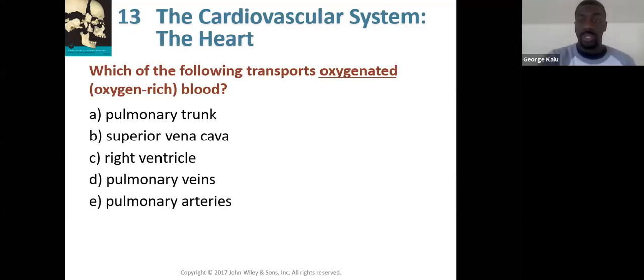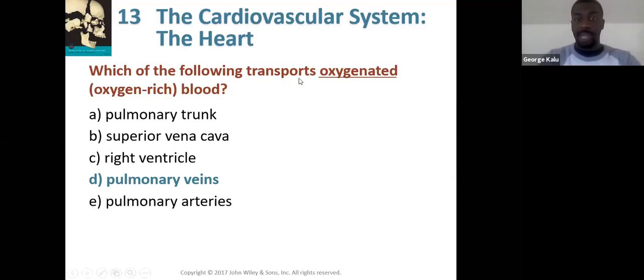So the answer to this one is the pulmonary veins. These ones will carry oxygenated blood from the lungs directly back to the heart. If you remember, veins will always be carrying blood back to the heart. In this case, the pulmonary veins will be taking oxygenated blood from the lungs and directing it to the heart. Okay, so we'll go ahead and stop there.